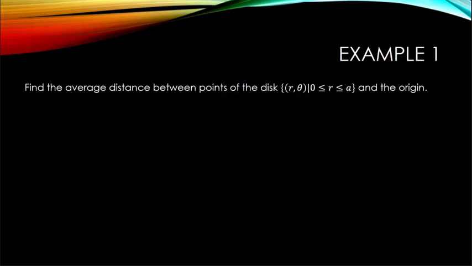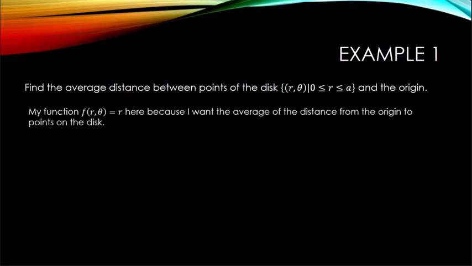Let's work an example. I want to find the average distance between points of the disk, where my set of all r theta is such that 0 is less than or equal to r, which is less than or equal to a, and the origin. So the average distance between the points on the disk and the origin over the entire disk where 0 is less than or equal to r, which is less than or equal to a.